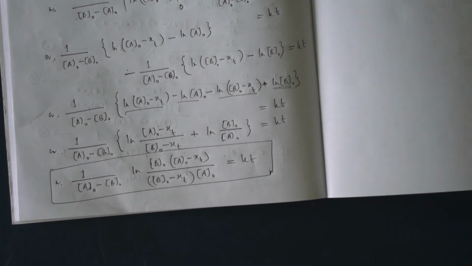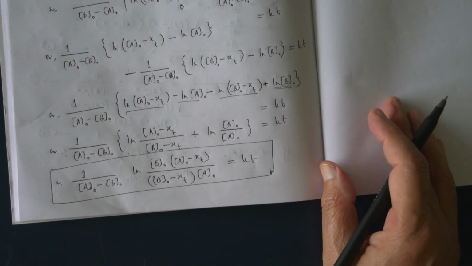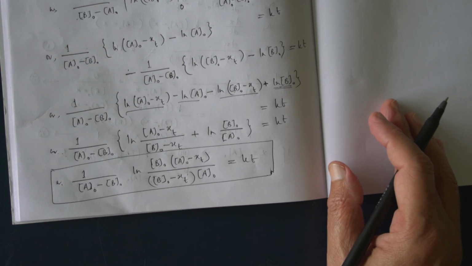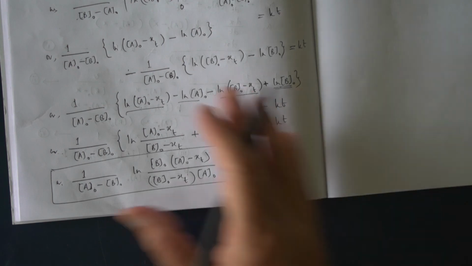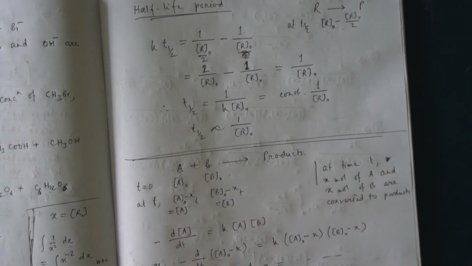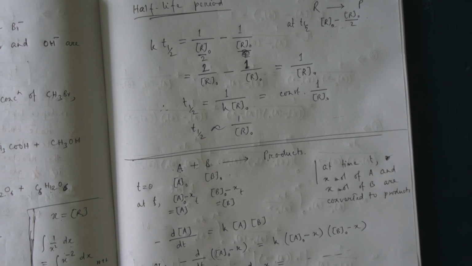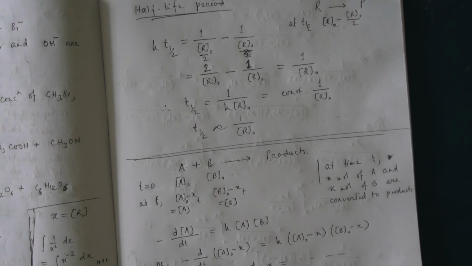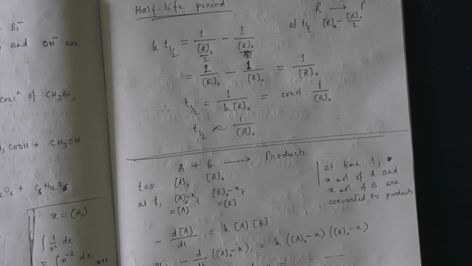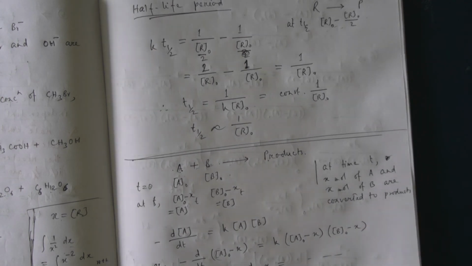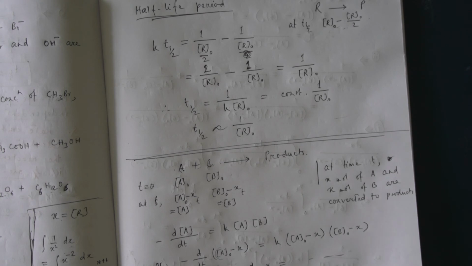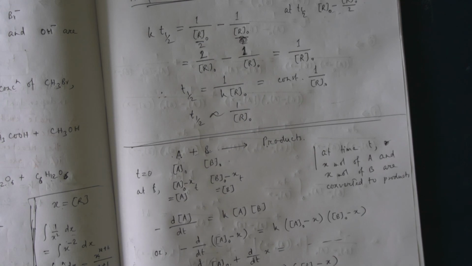So this is the result we get by integrating the differential rate equation for a second order reaction of the type A plus B to products. In this way we can do some calculations. We have to do some problems also, but for the time being let us stop here, and in the next class we'll solve some problems and do some other things. Okay, thank you.